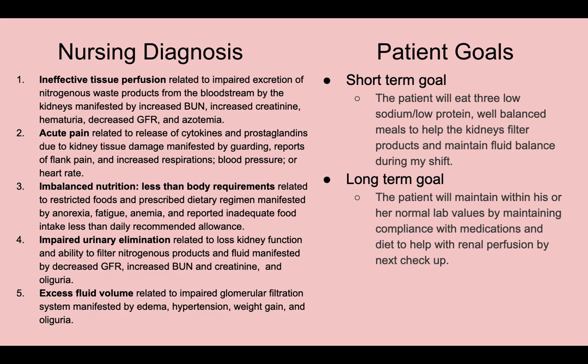Imbalanced nutrition, less than body requirements. That's also related to your electrolyte imbalances can be off. Impaired urinary elimination, and then excess fluid volume. For your short-term goal, the patient will eat 3 low sodium, low protein, well-balanced meals to help the kidneys filter products and maintain fluid balance during my shift.